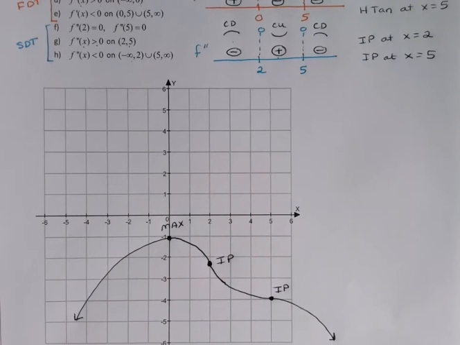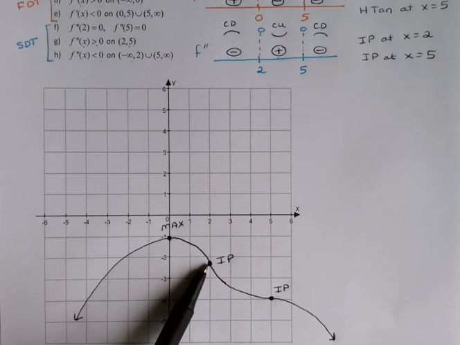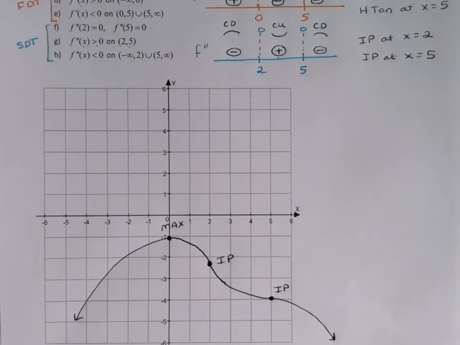Now, your graph might look slightly different than mine. For example, you may have different y values for your maximum or your inflection points, but the basic shape, the maximum and the two inflection points, needs to look like this. All right, let's try one more like that.